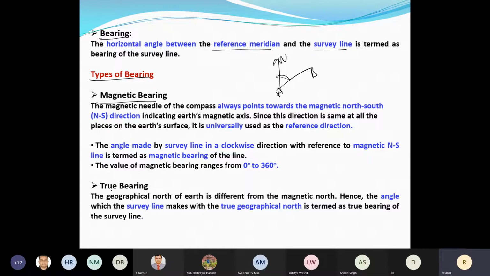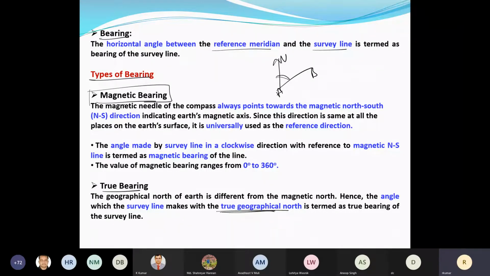True bearing, magnetic bearing: if you are taking from the magnetic north, it is magnetic bearing. If I talk about the true bearing, it is also called azimuth. So this is the true geographical north. If I measure the reading from true geographical north, then I will say true bearing. Otherwise, if I am using this prismatic compass, I have to say this is the magnetic bearing. Again, we will discuss in the theory class.